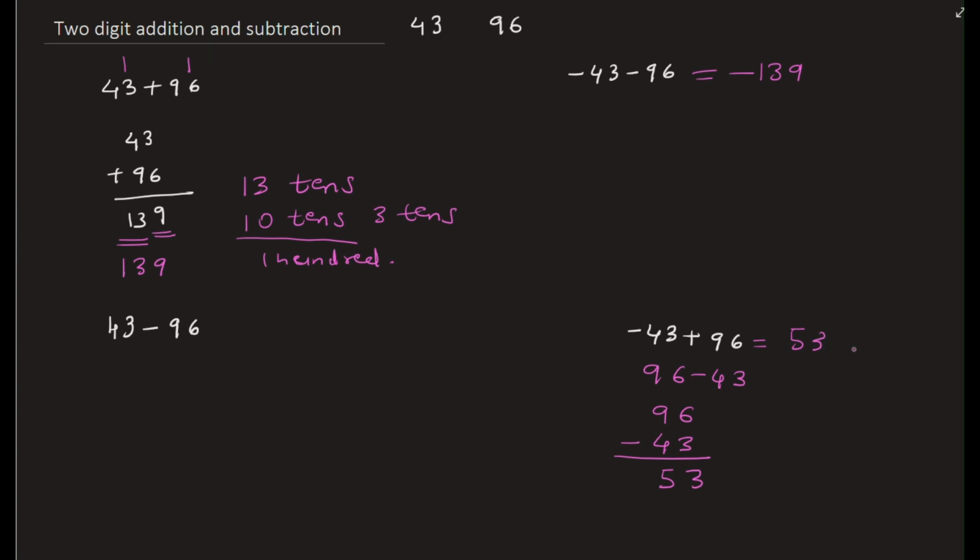And then I have 43 minus 96, or it's the same as negative 96 plus 43. It is the same again as subtracting 43 from 96. So the answer is 53, but with a negative sign in front. So it's a negative integer and the answer is negative 53.